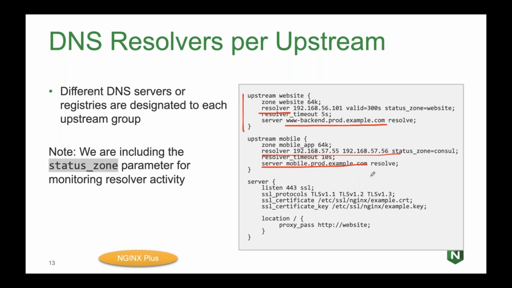So this is particularly useful in highly virtualized or containerized environments, where you've got different teams, maybe with their own service registries, and you want to make sure that each of them can specify and utilize the service registry for their particular application. This feature is available in NGINX Plus only.